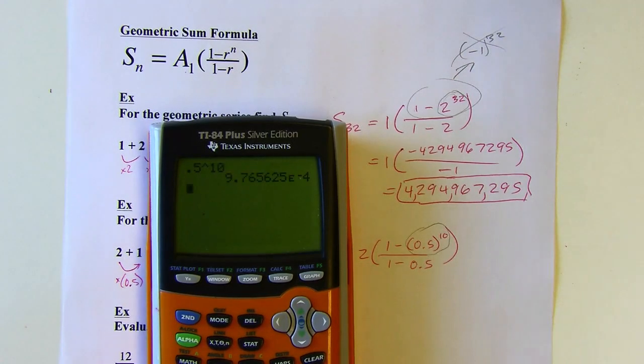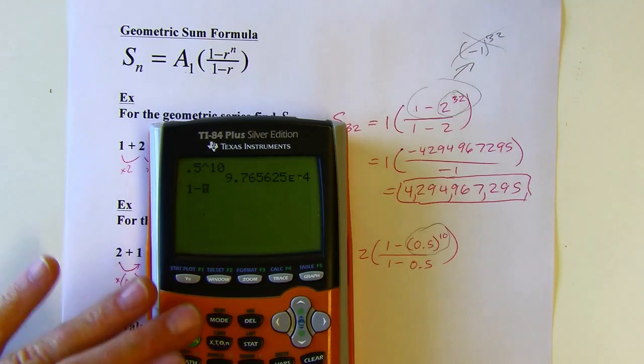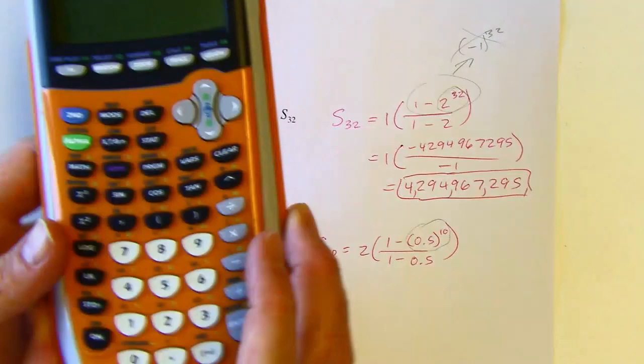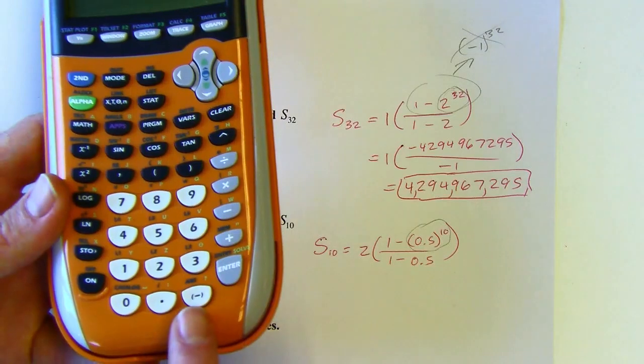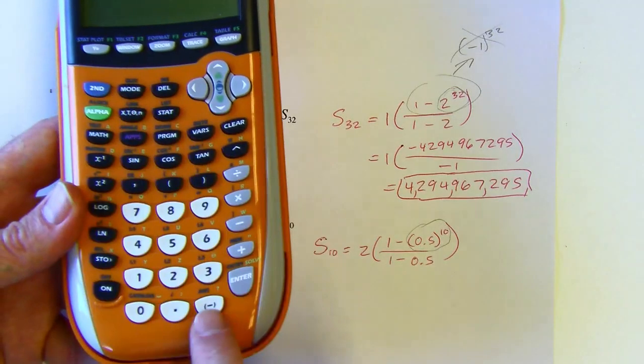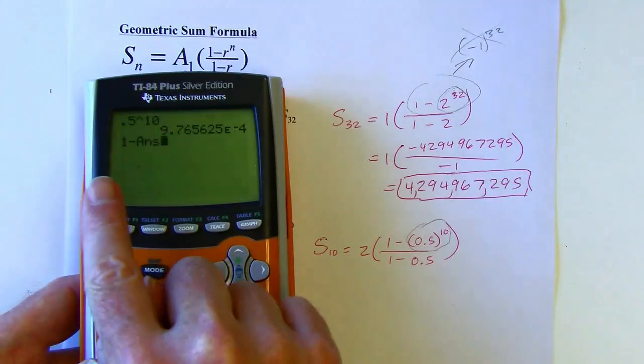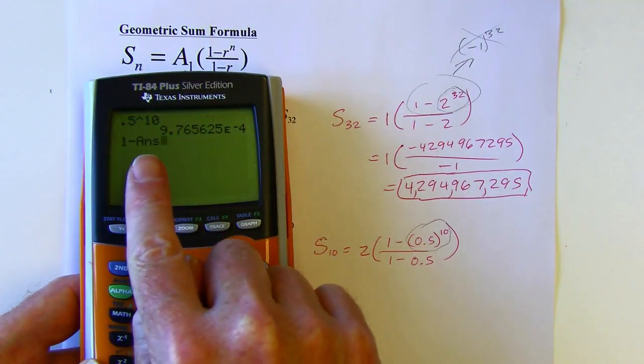Okay, I've got this. I'll just leave that in my calculator. 1 minus that. Oh, and by the way, I'm using the key right above the negative symbol. I'm hitting second and then negative, and what that does is use my last answer. 1 minus my last answer.